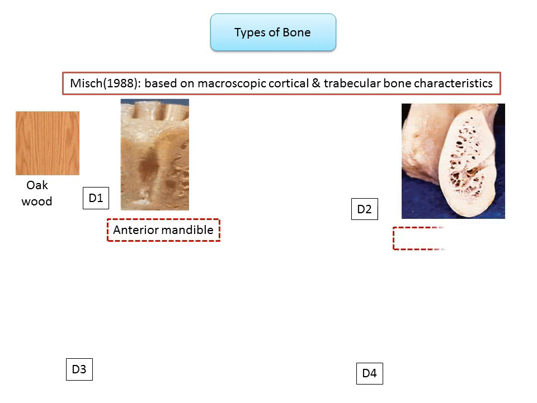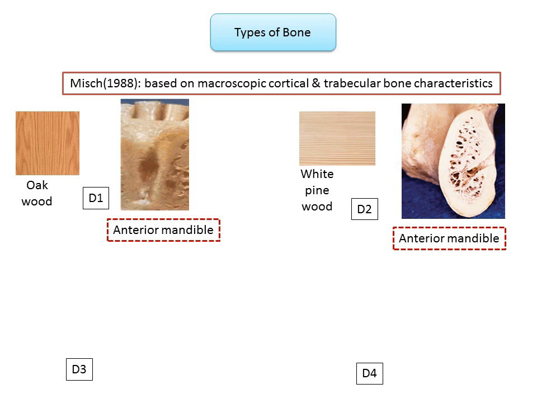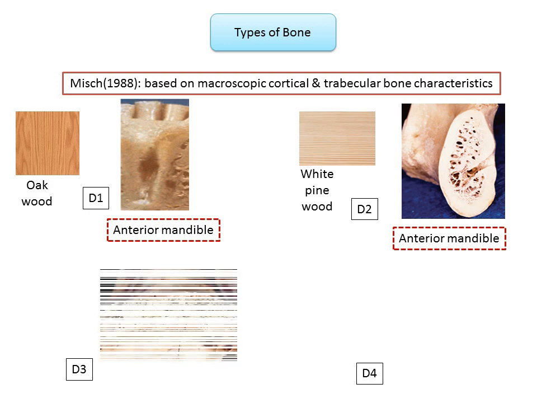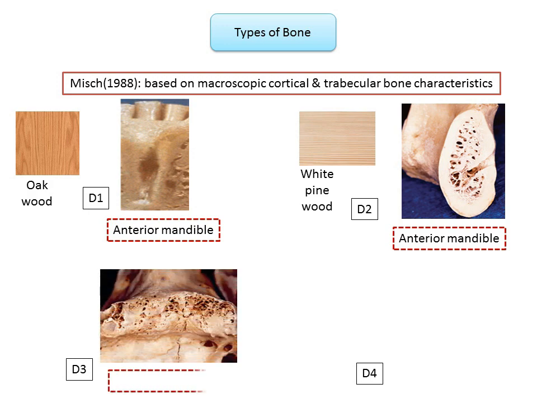Then D2 bone, this is a cross-section of a D2 mandible in the region of the mental foramen. A thick cortical plate exists on the crest and a coarse trabecular bone pattern exists within. Its tactile analog is white pine wood. Then a posterior maxilla demonstrating D3 bone with a thin porous cortical plate on the crest with fine trabecular bone underneath. Its tactile analog is balsa wood.